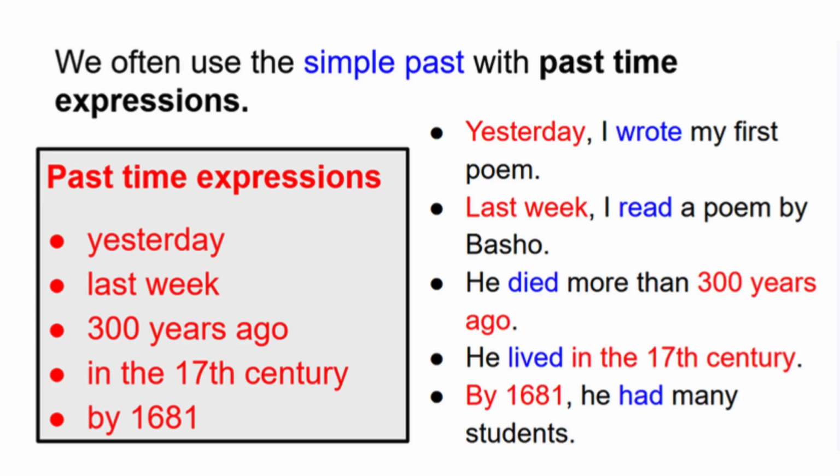We often use the simple past with past time expressions. For example, yesterday, last week, 300 years ago, in the 17th century, by 1681. Here are some sentences with the past time expressions. Yesterday, I wrote my first poem. Last week, I read a poem by Basho. He died more than 300 years ago. He lived in the 17th century. By 1681, he had many students.